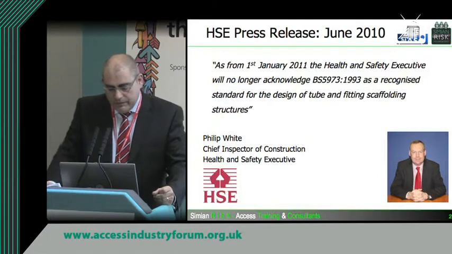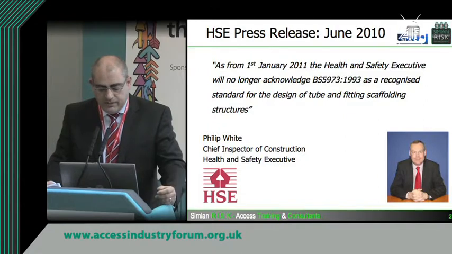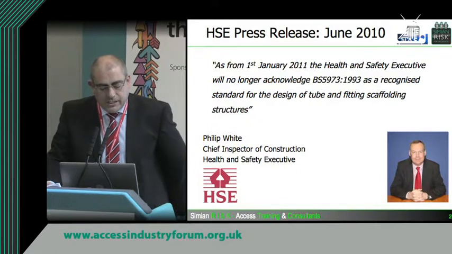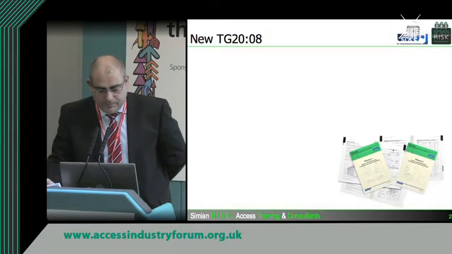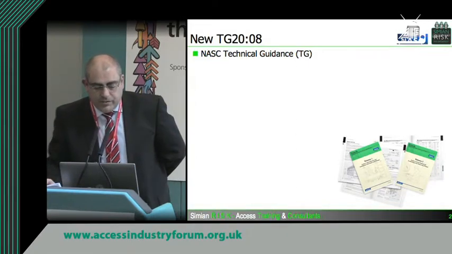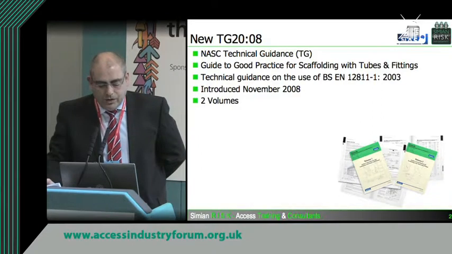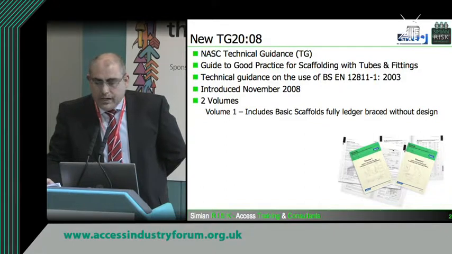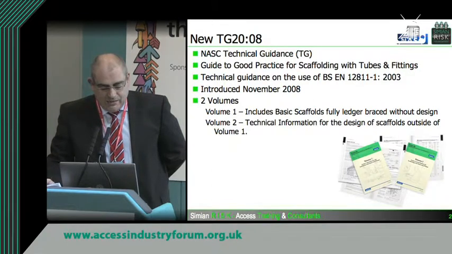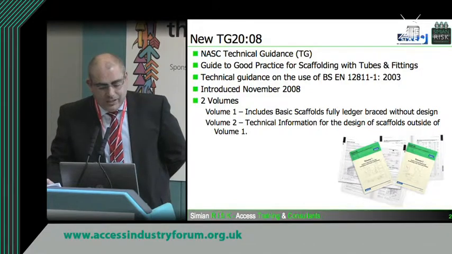A statement from Philip White in June last year: as from the 1st of January 2011, the Health and Safety Executive will no longer acknowledge BS 5973 as the recognised standard for the design of tube and fitting scaffold structures. TG20 is a technical guidance note, again available from the National Access and Scaffolding Confederation. It is a guide to good practice with tube and fitting, and it now comes in 2 volumes. Volume 1 includes basic scaffolds that can be erected without design in section 2, and volume 2 is further technical information for scaffolds outside of those covered in volume 1.